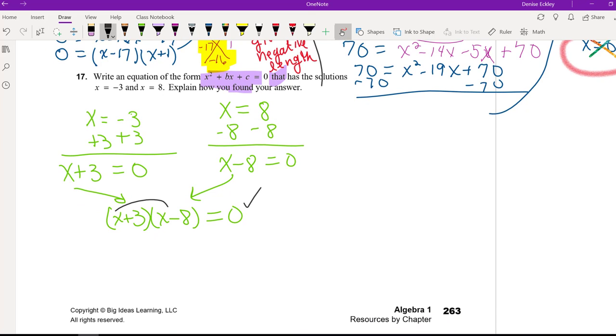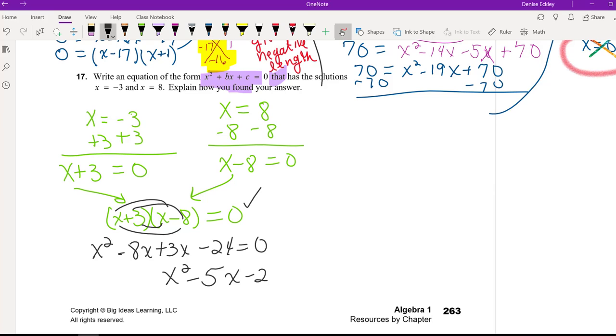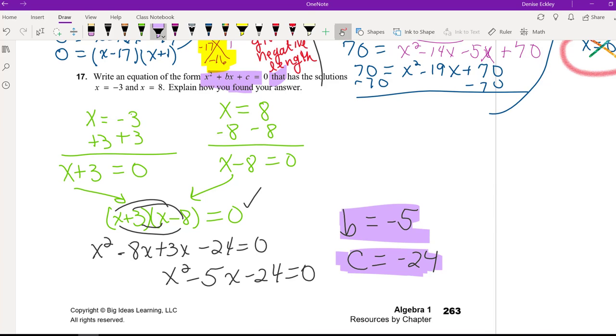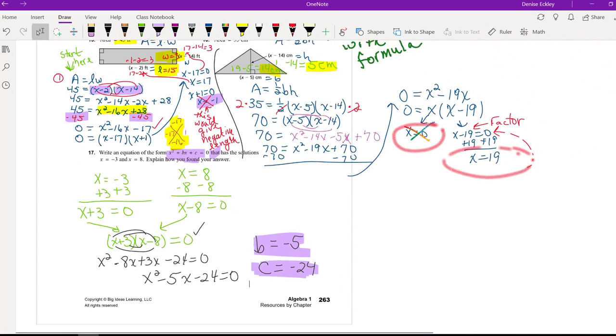So I get x squared minus 8x plus 3x minus 24 equals 0. Combining like terms. And now I can see what my a, b, and c are. Well, they don't give you a in this because we're assuming a is 1. So b is going to equal -5 and c equals -24. So again, I had lots of questions about these problems on email yesterday. So hopefully this will help you out with that.